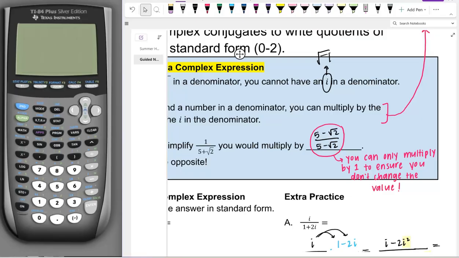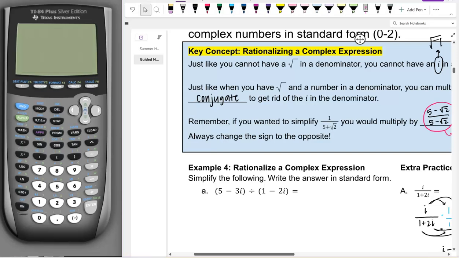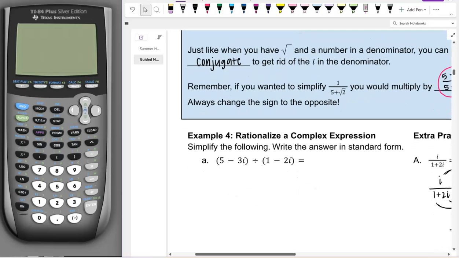You can only multiply by 1. We know that multiplying by 1 doesn't change the value. So as long as you do the same thing on the top and bottom, that's multiplying by 1. So it's going to look different, but it's still going to have the same value. If you plugged it into your calculator, the decimal would be the same. So you always change the sign to the opposite.